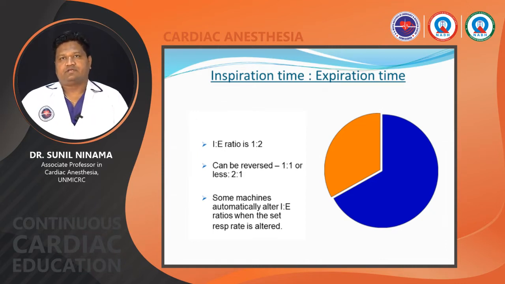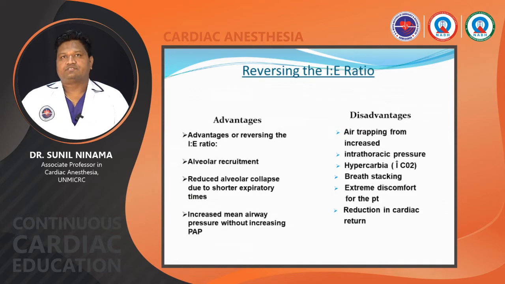It can be reversed. It may be 1:1 or maybe 2:1 in some conditions, like when you have to recruit the lung, or if the PO2 is very low, so inverse ratio ventilation. Some machines automatically alter the I:E ratio when you set the respiratory rate. What do you mean by reverse I:E ratio? It means that the inspiration time is prolonged and expiration time is shorter.